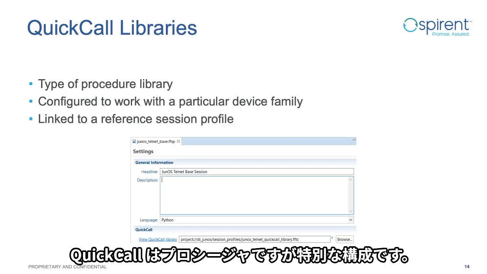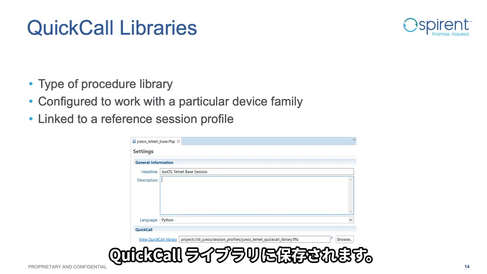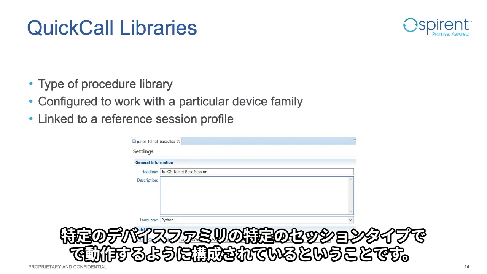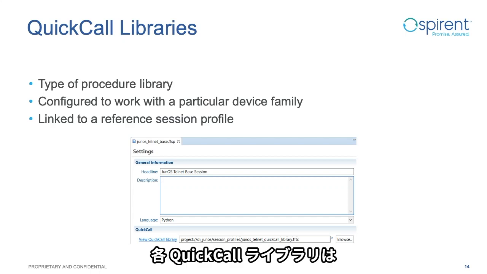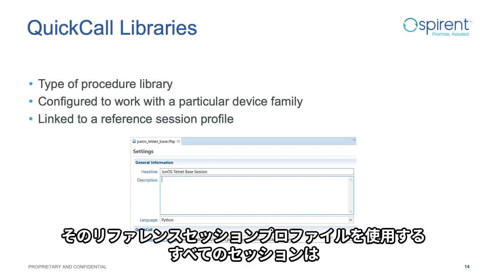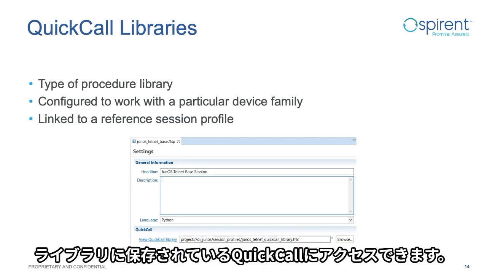Quick calls are procedures with a special configuration. They are stored in quick call libraries. What separates quick calls from regular procedures is that they are configured to work with a particular session type on a particular device family. Each quick call library will link to a reference session profile, and any session that uses that session profile will have access to the quick calls stored in the library.